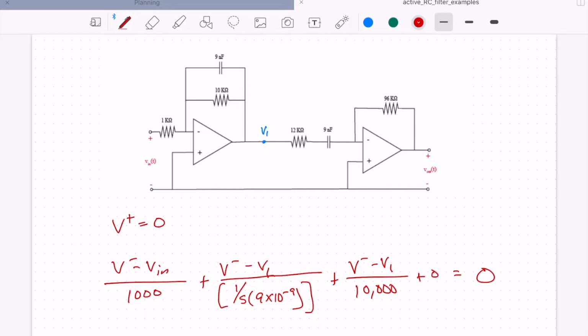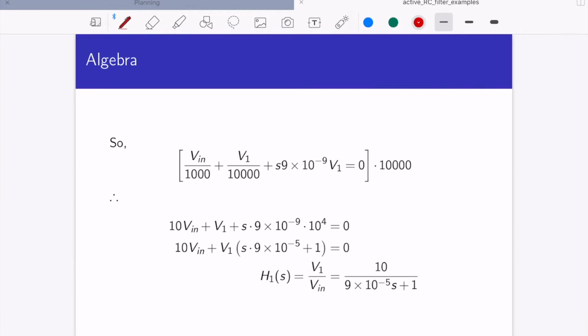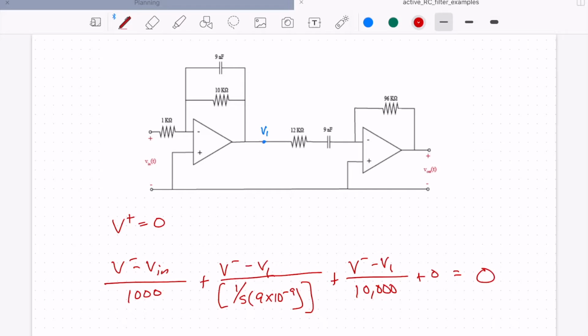So we can now take this and do some algebra. I guess we should plug in first our zeros and multiply through by minus 1. We'll end up with Vn over 1,000 plus V minus over 10,000 plus V minus over 1 over S times 9 times 10 to the minus 9th equals 0. Okay, now we can do some algebra.